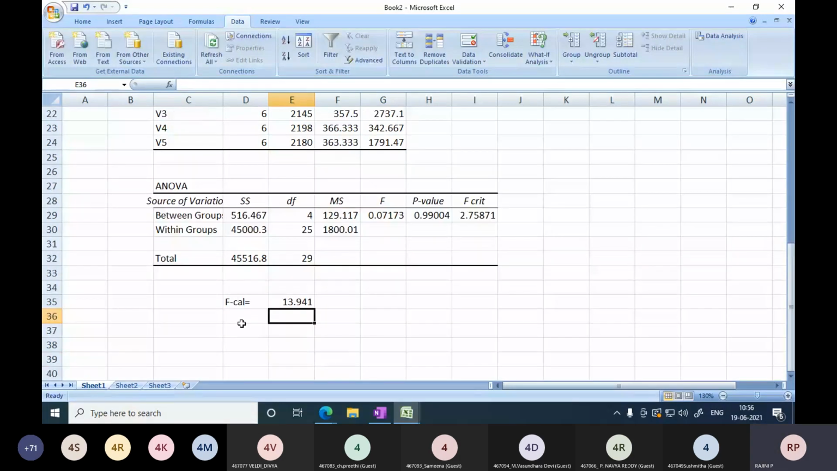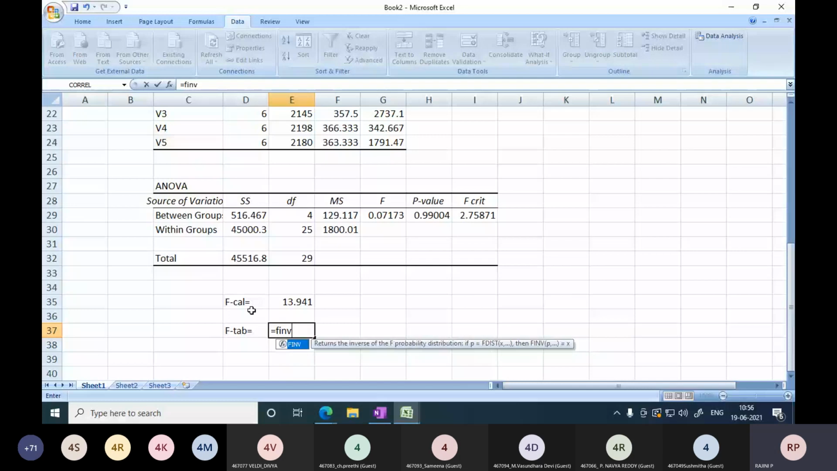And the F table value, they will give you for this only, that is 4,25 only will be given here. But we need another table value because you are changing numerator to denominator, denominator to numerator. Then the table value will be based on 25,4, not 4,25. Did you remember that? We did problems on this.